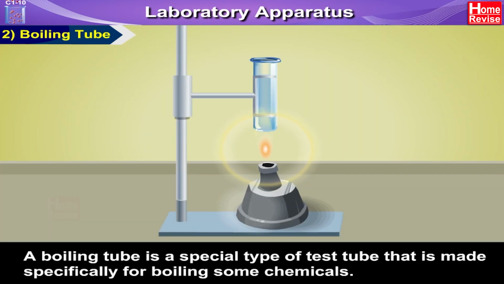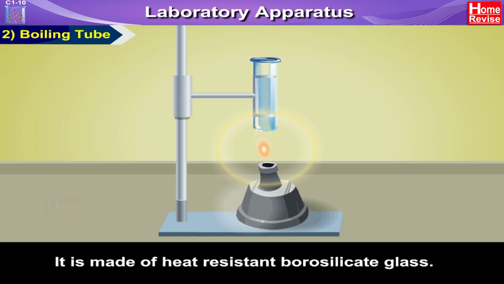2. Boiling tube. A boiling tube is a special type of test tube that is made specifically for boiling some chemicals. It is made of heat-resistant borosilicate glass.